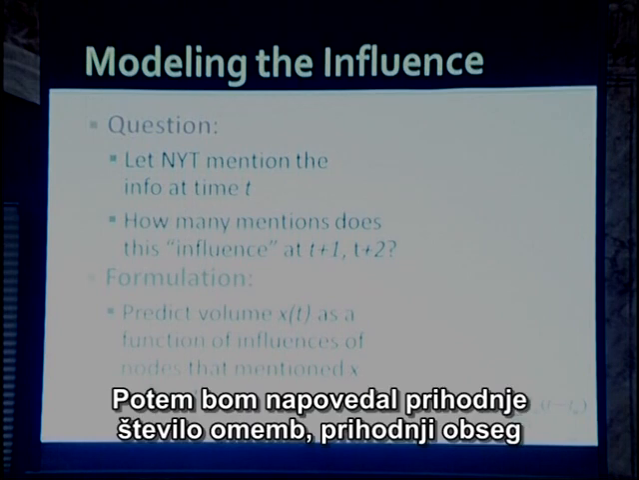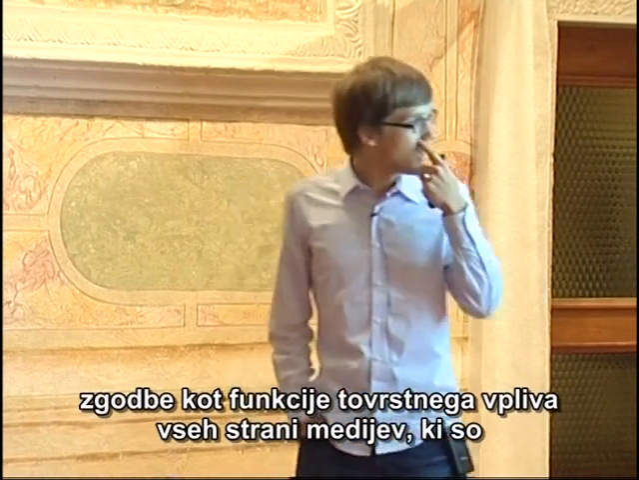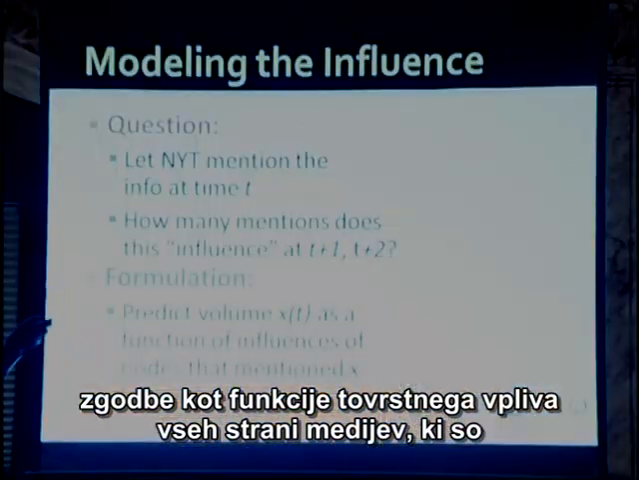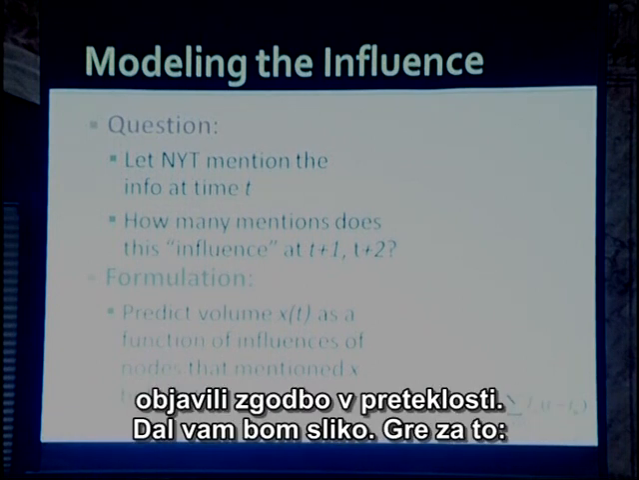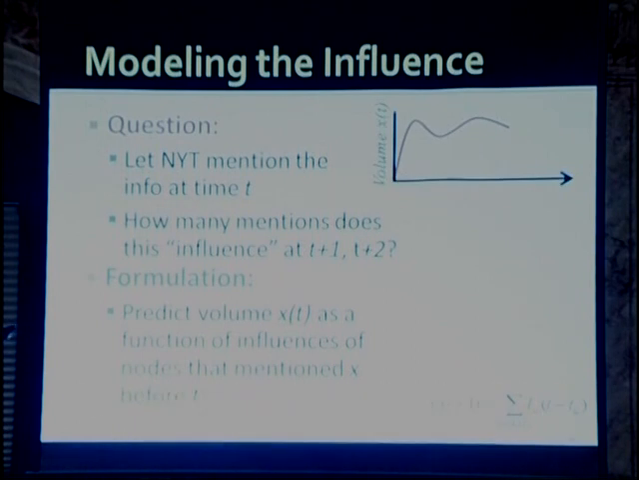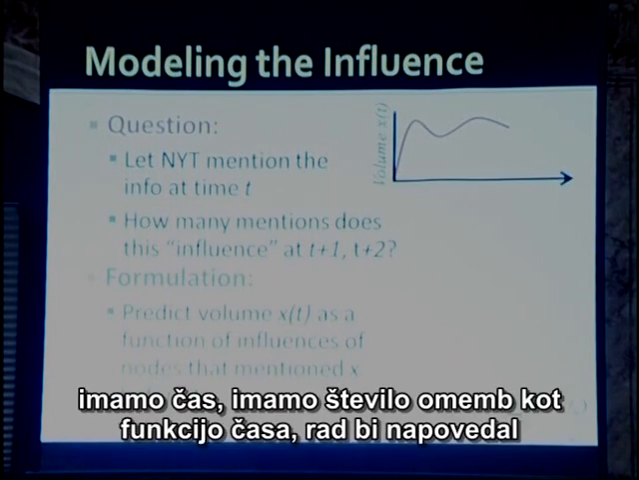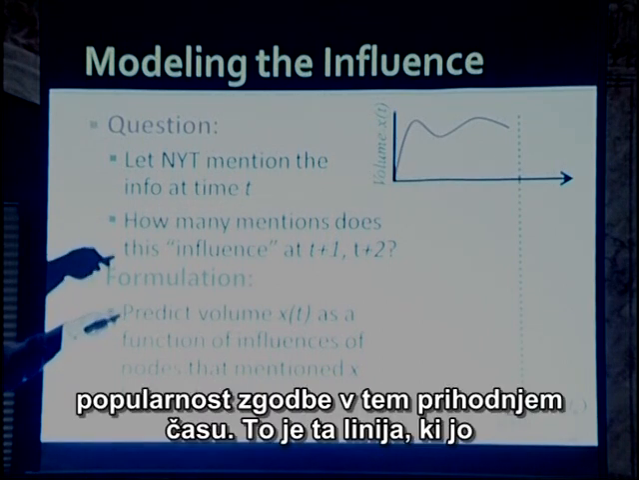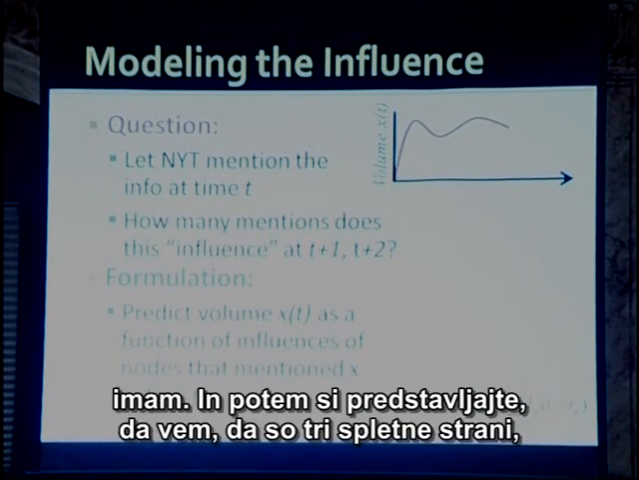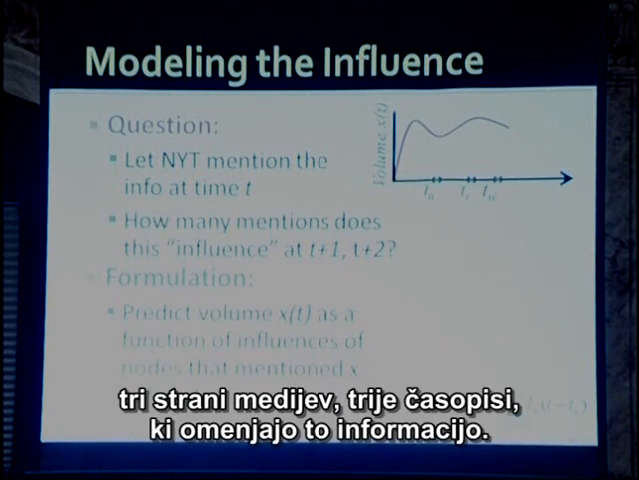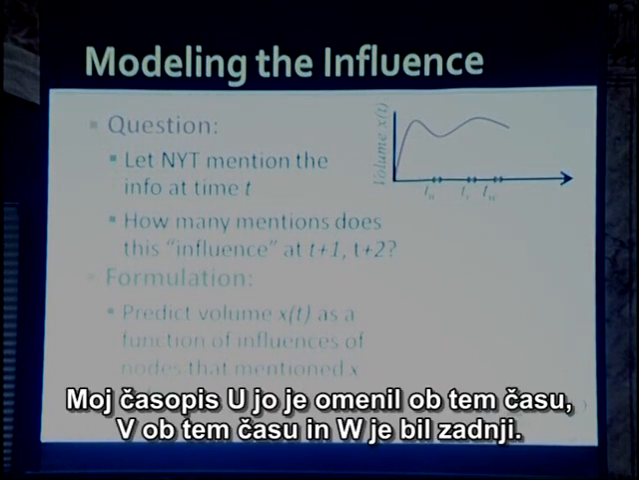Then I will predict the future number of mentions, the future volume of the story, as a function of the influence of all the media sites that have mentioned the story in the past. So here's the idea. I have number of mentions as a function of time, and I would like to predict the popularity of my story in the future. Imagine there are 3 newspapers that mention the information: U mentioned it at this time, V at that time, and W was last to mention it.